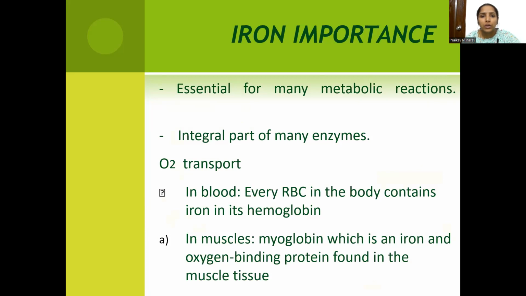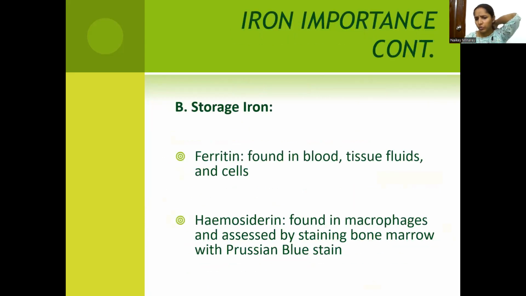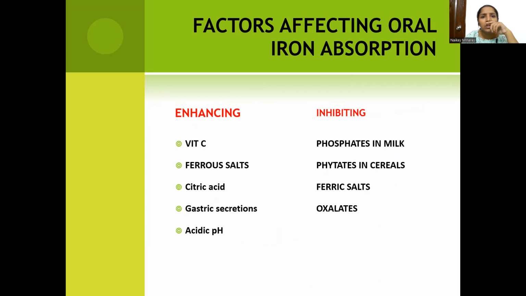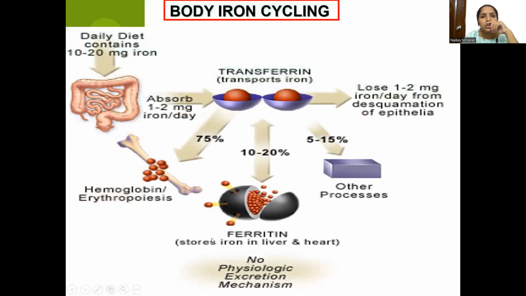So what is the importance of iron? It is essential for various metabolic reactions, in transport of oxygen in the form of hemoglobin and myoglobin, and in storage as ferritin and hemosiderin. There are two forms of iron, heme iron and non-heme iron. There are a few factors that affect the absorption of oral iron. The factors enhancing it are vitamin C, ferrous salts instead of ferric, citric acid, gastric secretion, and acidic pH. So this is the body cycling of iron. Transferrin is the transport protein for iron. The daily diet contains 10 to 20 milligram of iron, which is absorbed and used in erythropoiesis.